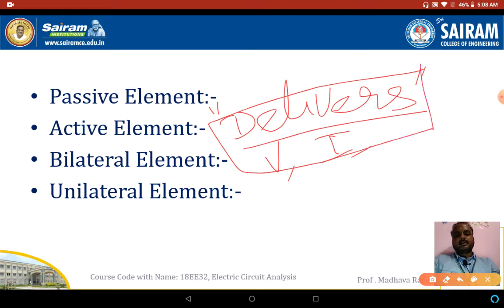So, what is meant by active elements? The elements which are able to deliver the energy to an external circuit are known as active elements. Examples are constant or alternating voltage source, or constant or alternating current source. Simply we can say examples for active elements are voltage sources and current sources.